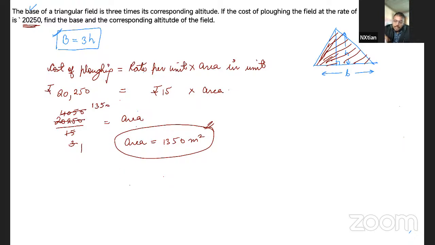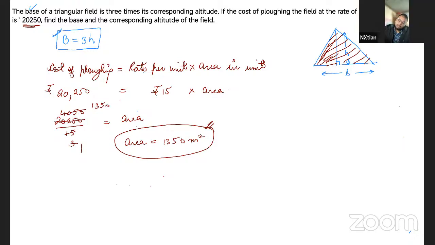Sir, how do you get 4050? I first simplified it with the table of 5. So 5 threes are 15, and when you divide this by 5, you will get 4,050. I just simplified it with the same table.